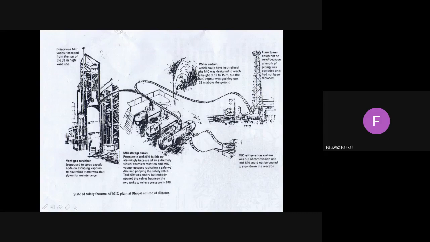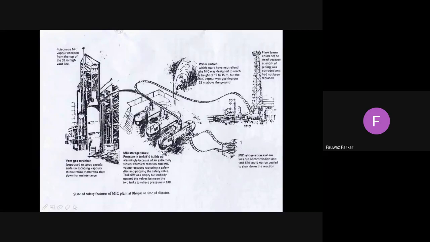So there was another tank 609, there were several tanks. Tank 619 was completely empty, but if just the valve between the two, suppose this is 610, this is 609, had been opened, if some connection had been made, but it was not opened, the timely action was not taken. If the valve had been opened, the pressure would have been released and at least half of the gas would have been transferred to this chamber, and the effects would have been mitigated.